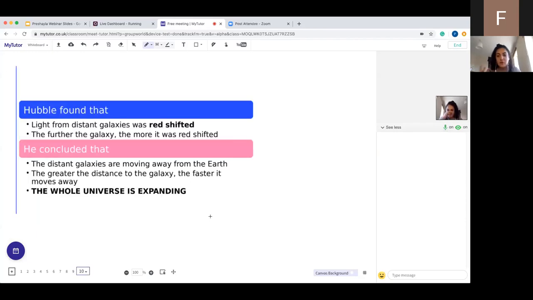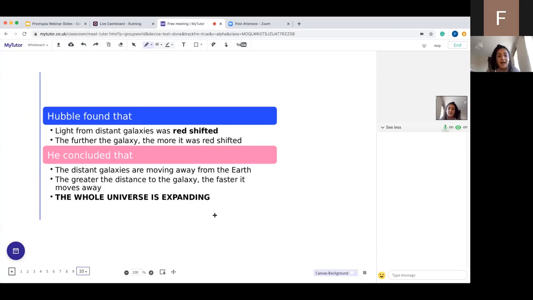Then we went on to talk about Hubble's findings. So Hubble found that the light from the distant galaxies, so on the edge of our universe, was being redshifted. And therefore, he concluded that the distant galaxies at the edge of our universe are moving away from the Earth. But he thought, okay, well, it's not just that they're moving away from Earth, they're moving away from everything. So we know that the whole universe must be expanding.